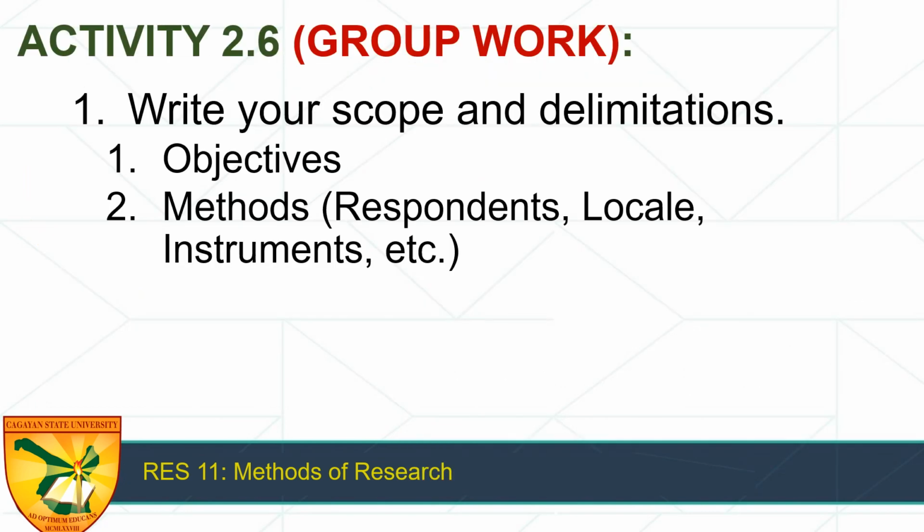So for activity 2.6, which is of course a group work, you write your scope and the limitations. So disregard this part, the objectives and the methods. For the scope, you already know that your why, when, where, how, and what. And for your delimitations, your delimited parameters, and because you need to give the reason why you delimited that part. And don't forget your inclusion and exclusion criteria.